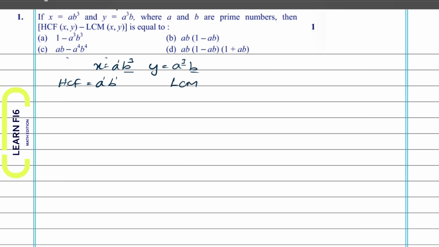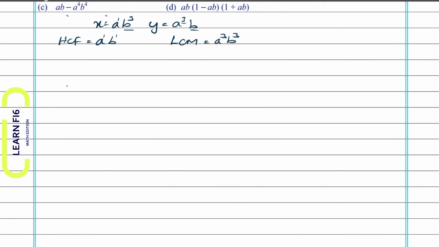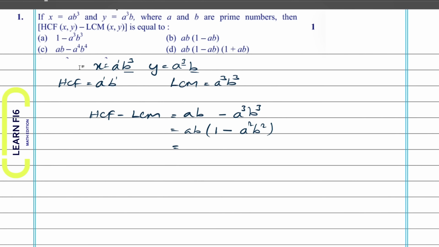In case of LCM, we have to write all the numbers here. We have a and b. In this one, we write the highest exponent of a, that is 3, and the highest exponent of b is also 3. This is the LCM value. After this, we have to subtract the LCM from the HCF, as asked in the question. So the HCF value was ab and the LCM value was a cube b cube. In the two terms, ab is common, so we can take that out. We will be left with 1 in the first term, and in the second term we will be left with a square and b square. Let's check whether we have this in the options.